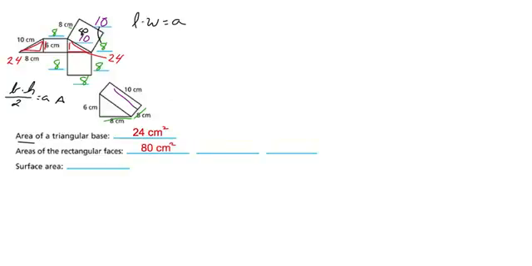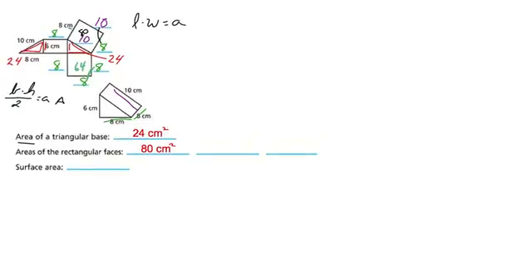Next we'll go to the square base. 8 times 8 is 64. So we can just write 64 centimeters squared. And finally we have one more shape that we need to solve for, and that's this rectangle right here. Length times width, 6 times 8 is 48. So we have 48 centimeters squared.